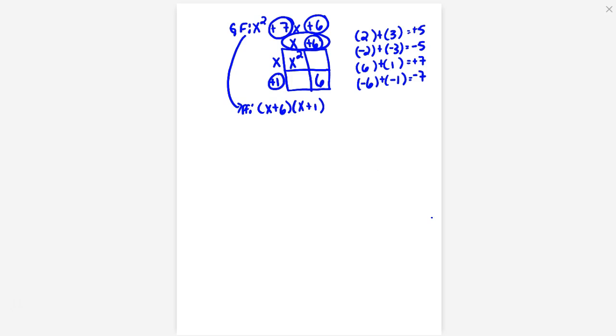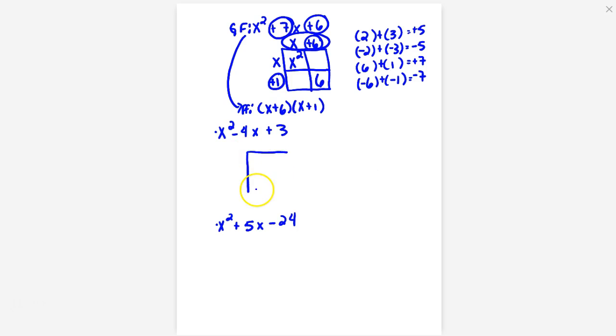All right, I have 2 more examples, but I'm just going to help you get them set up, and I'm going to need you to do them on your own, okay? So the next one is x squared minus 4x plus 3. And then x squared plus 5x minus 24.